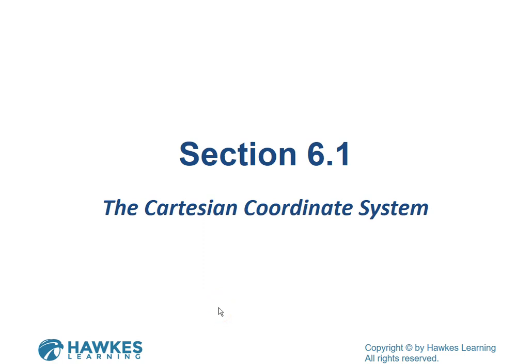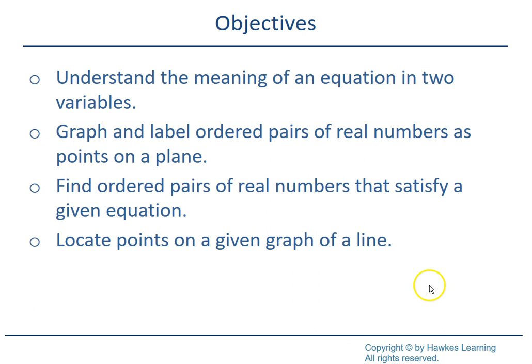Okay, we're starting a new chapter, chapter 6. In chapter 6, we're going to do lots of things related to graphing and basically the study of the Cartesian coordinate system. A synonym for this is the rectangular coordinate system that we will build as we go on. Now, these are the objectives. You can read them over carefully. We'll be doing them as we move on.